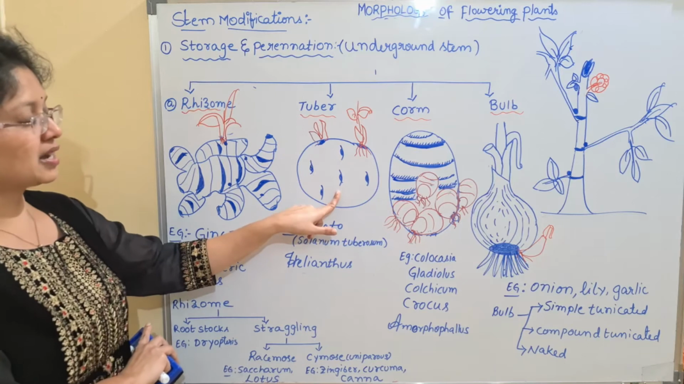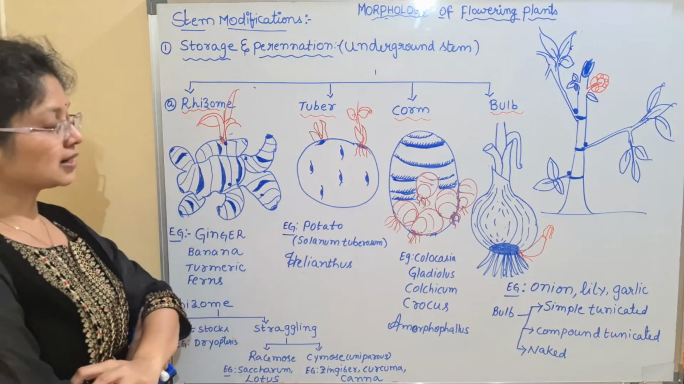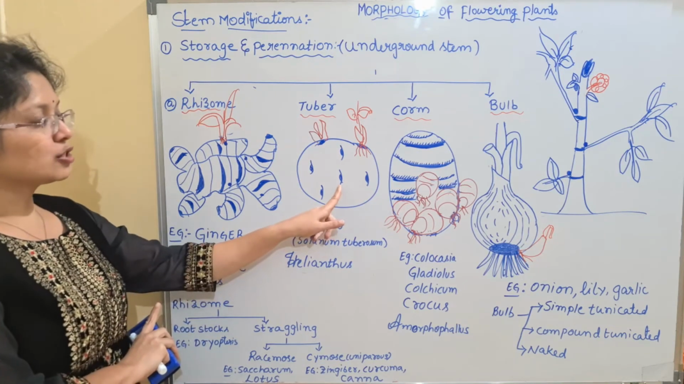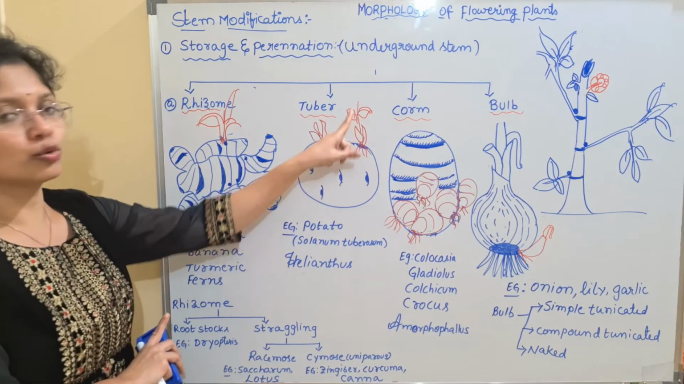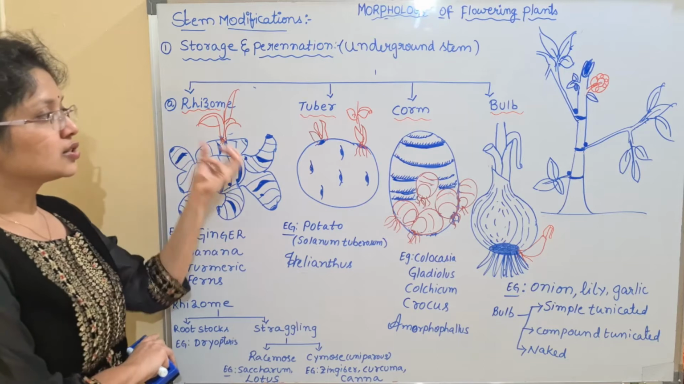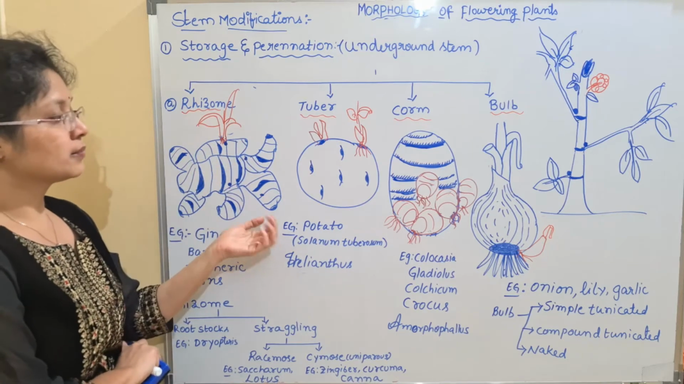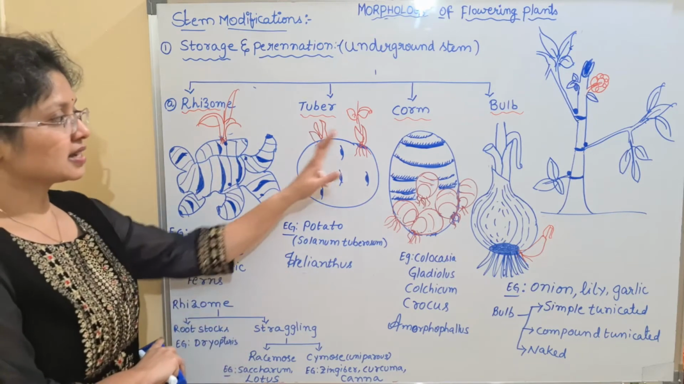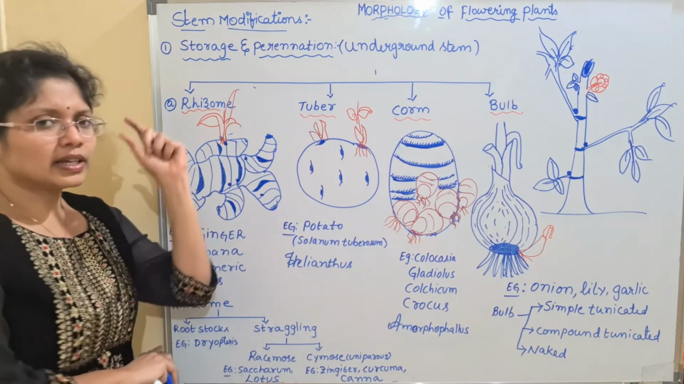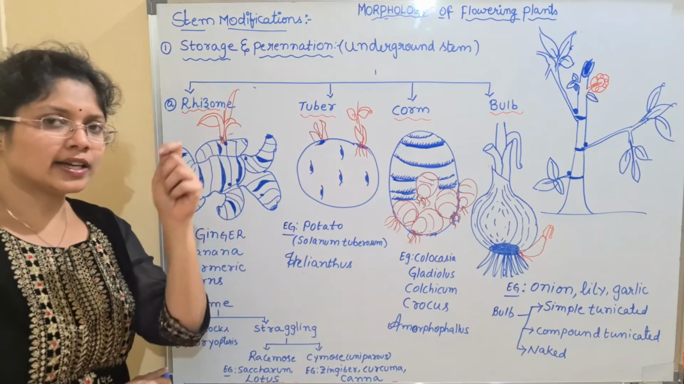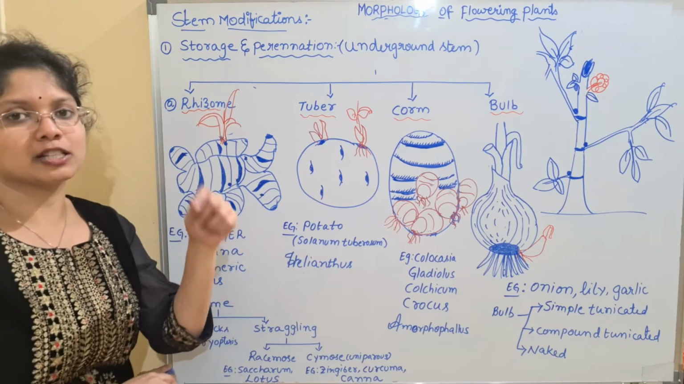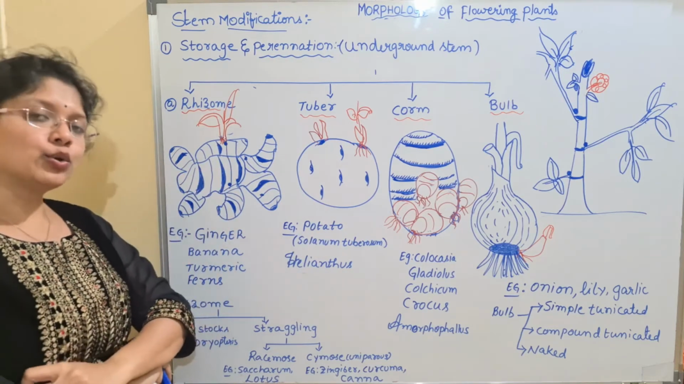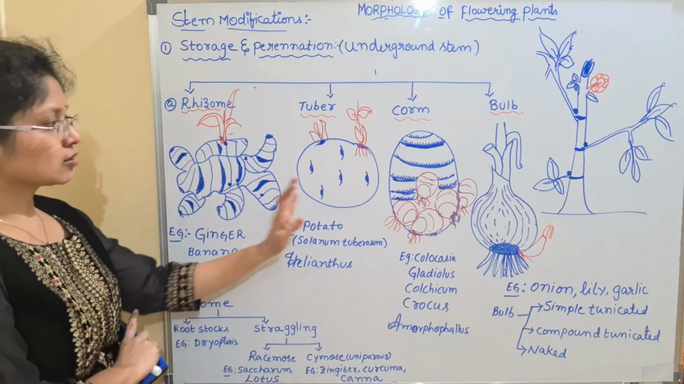Here we even have the nodes and internodes, and these nodes will produce buds, and these buds will give rise to new plants, same as in Zingiber officinale or the other plants we have discussed. Here the same thing will happen. So if you take a piece of potato with an eye and place it inside the soil, it will sprout and give rise to a new offspring. So this is called the tuber.